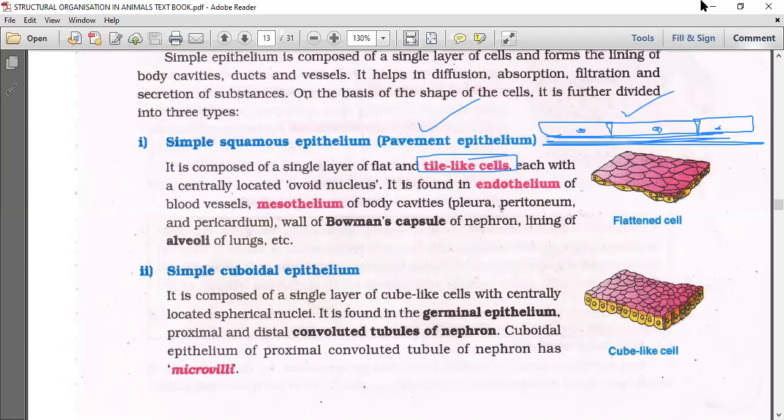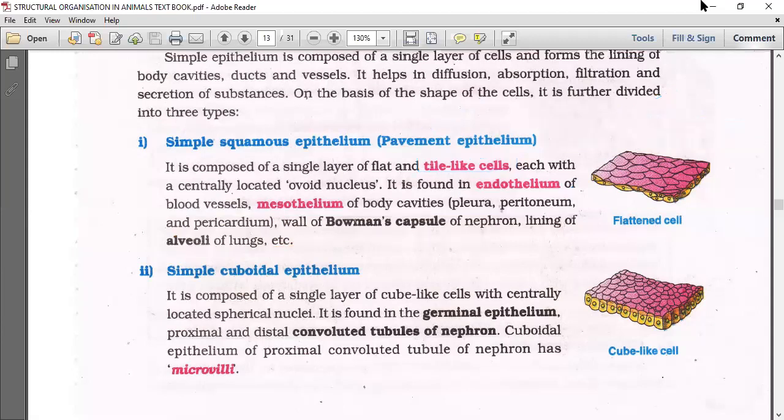Examples: endothelium of blood vessels; mesothelium of body cavities like pleural, peritoneal, and pericardial layers; wall of Bowman's capsule of the nephron; and lining of alveoli of the lungs. Okay, so that's it.